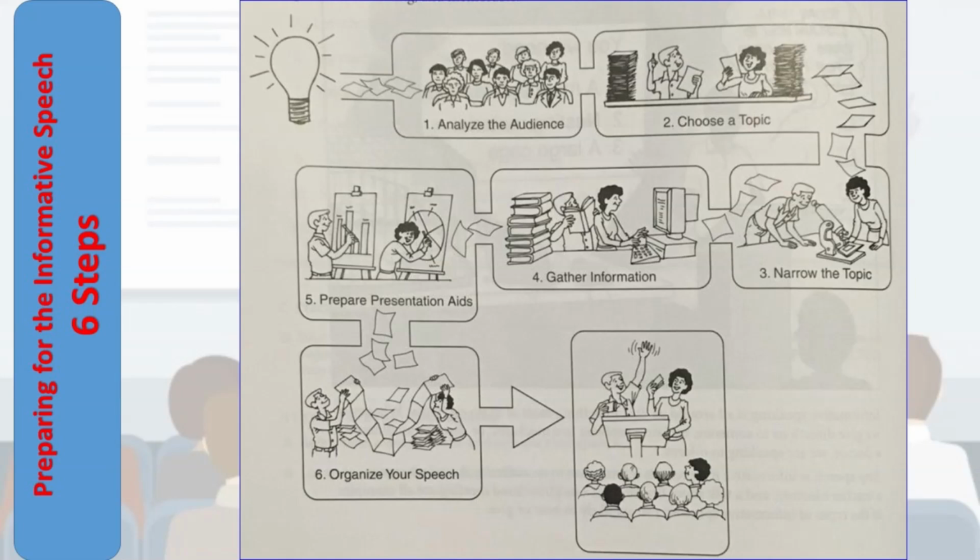An informative speech involves 6 major steps. Number 1, you analyze the audience and then choose a topic. After choosing a topic, you narrow down the topic and arrive at a specific topic. After deciding the topic, you gather all the information. In step 5, you prepare the presentation aids, and finally you organize your speech and then make a successful delivery to an audience.